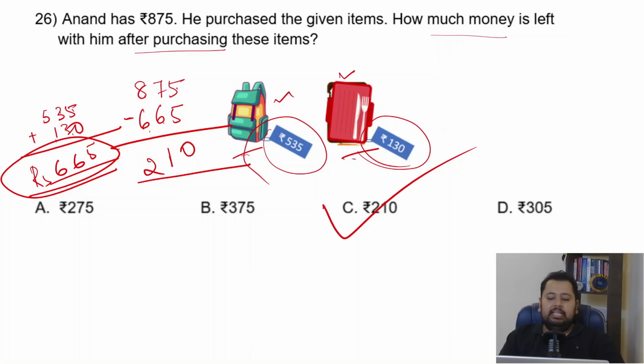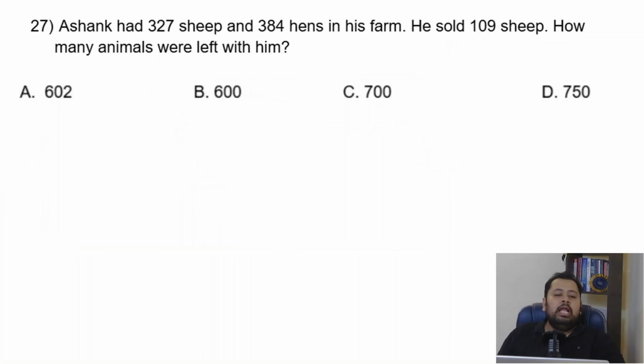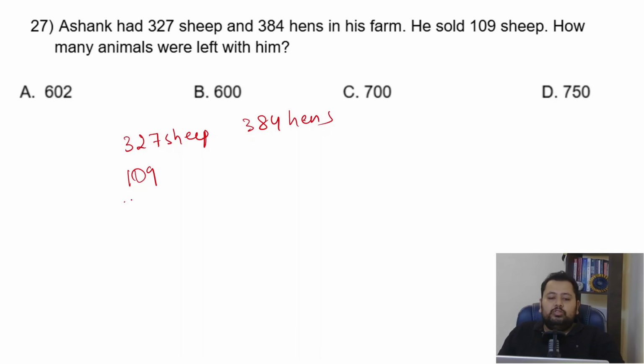Now we move to question number 27. Ashank had 327 sheep and 384 hens on his farm. He sold 109 sheep. How many animals were left with him, right? So again, very simple one. Ashank had 327 sheep and 384 hens, out of which 109 were sold. So how many animals were left? Do the subtraction, find out, and then we meet on the other side.